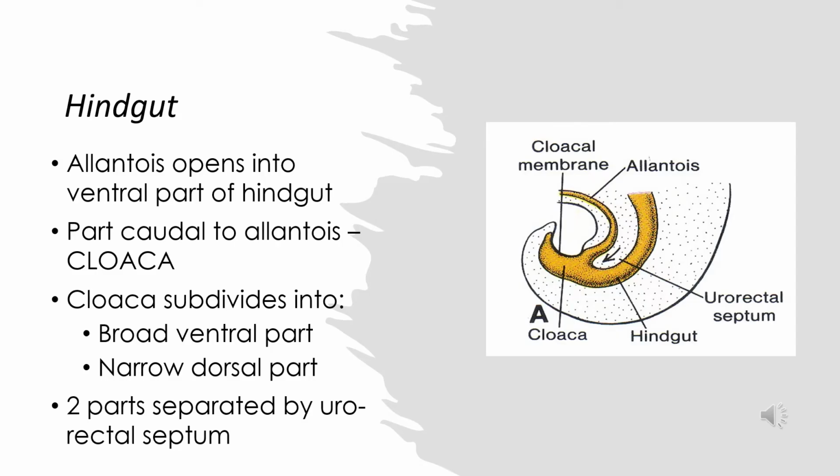Now we will see what happens to this allantoic diverticulum. This allantoic diverticulum opens into the ventral aspect of the hindgut. So this allantois or the allantoic diverticulum opens into the ventral part of the hindgut. The part of the hindgut caudal to the attachment of the allantoic diverticulum is called the cloaca.